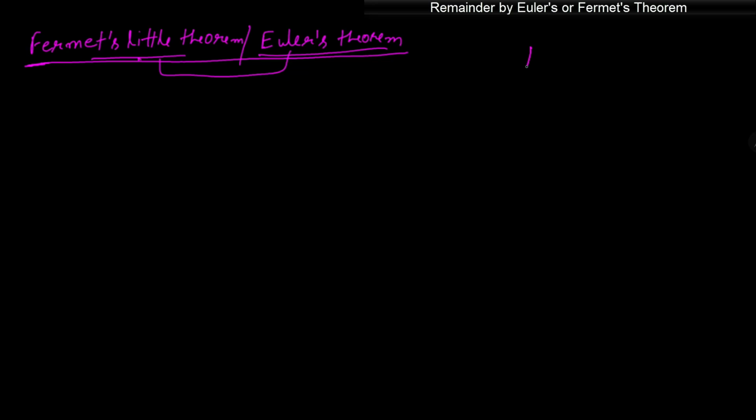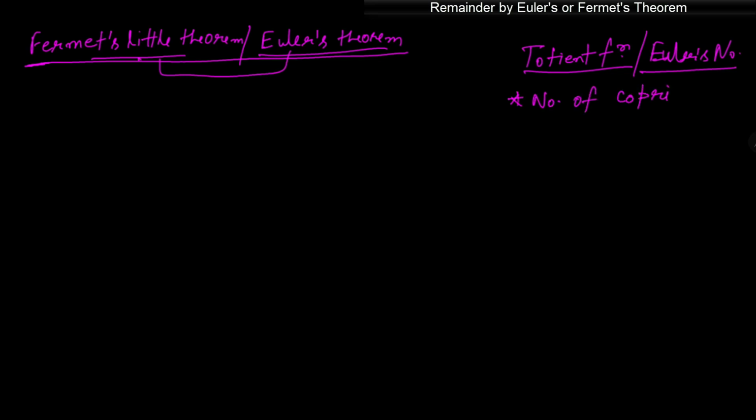First, we need to understand there is something called totient number or totient function. You can also call it Euler's number. Some people also read it as Euler's number. That's your choice, that doesn't matter actually. So Euler's number of a number, what is it? It is the number of co-prime numbers to n below n. That's the whole idea.